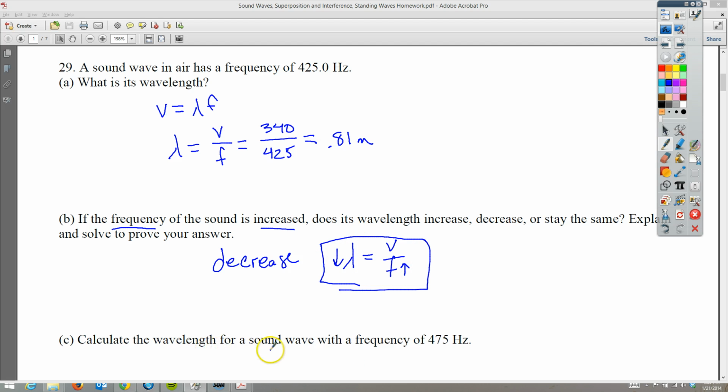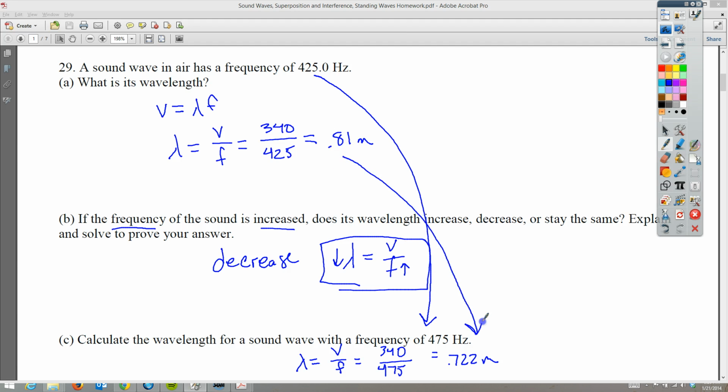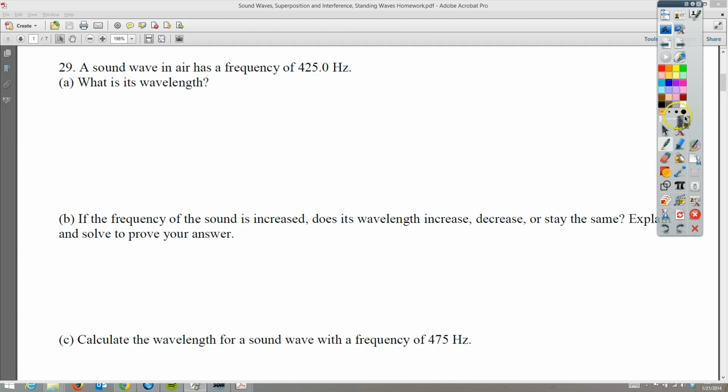Now they want you to calculate the wavelength for a sound with a frequency of 475 hertz. So the same thing, wavelength is equal to the speed of sound over the frequency, and so that would be 340 divided by 475, and that will give you the answer of 0.722 meters. And notice that our frequency from here to here did go up, and so our wavelength had to go down, had to get a little bit shorter as we went through.